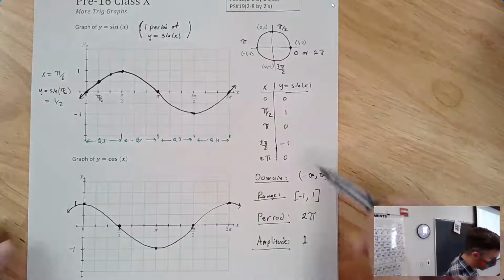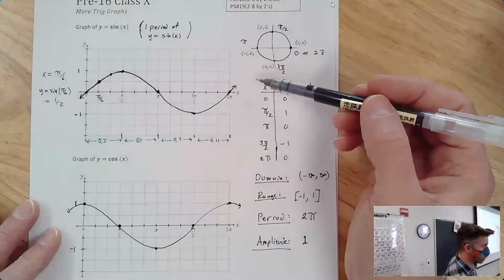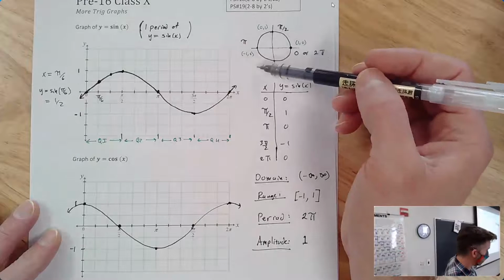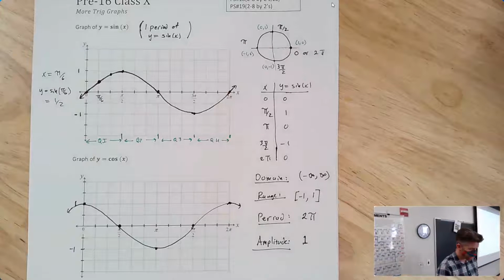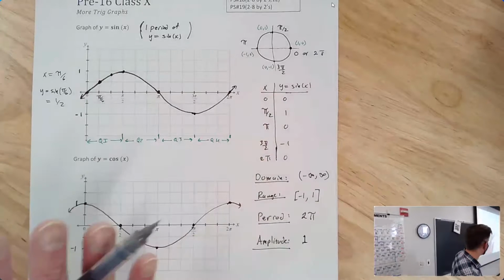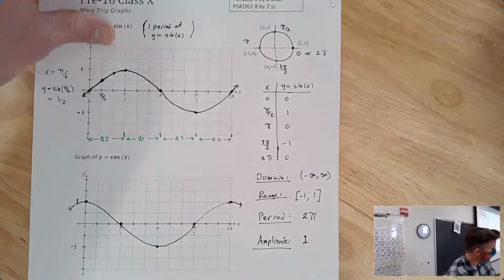But really what I would do is just plot these 5 points this way. I know I need these 5 angles, 0, pi over 2, pi, 3 pi over 2, and 2 pi, and then find the corresponding y values. Okay, so those are the basic sine and cosine graphs. Now we're going to transform them a little bit. Not a whole lot, just a little.